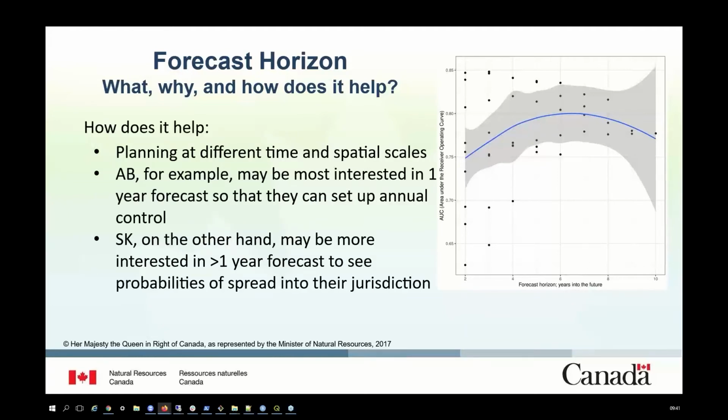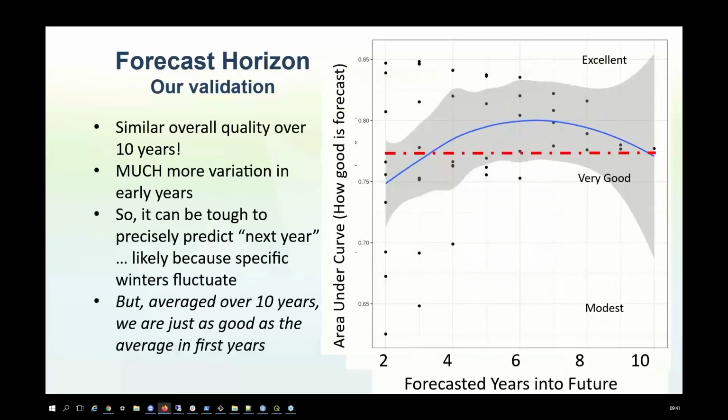So how does this help? Well, planning occurs at many different time and spatial scales. For example, and this is two of many examples, Alberta may be most interested in 1 year forecasts so they can set up annual control, and Saskatchewan on the other hand may be more interested in a forecast beyond 1 year to see the probabilities of spread. So if we can determine how reliable they are at each of those scales, then people can be making decisions based on that.